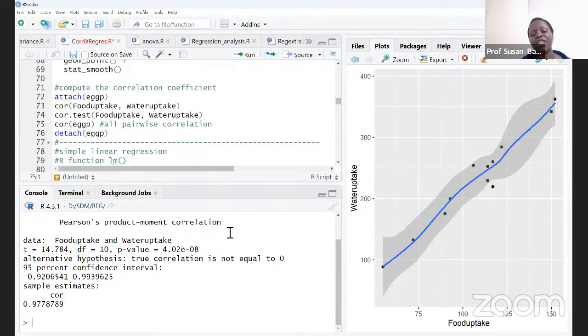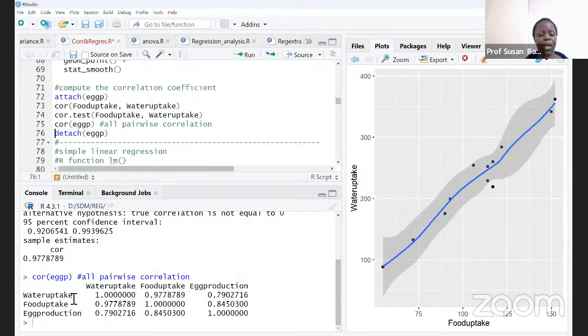Now, what if you want to get correlation for all the variables in the data set? So long as they are all continuous, we can use cor in brackets the file name, and it will give us correlation for all of those. So run line 75 gives us correlation values for all the variables we have in the data set. So you can see in the output, water uptake and food uptake is 0.977. We've already seen that. Water uptake and egg production is 0.79, etc.